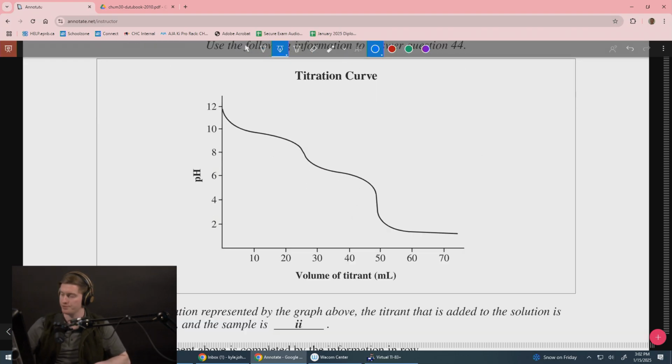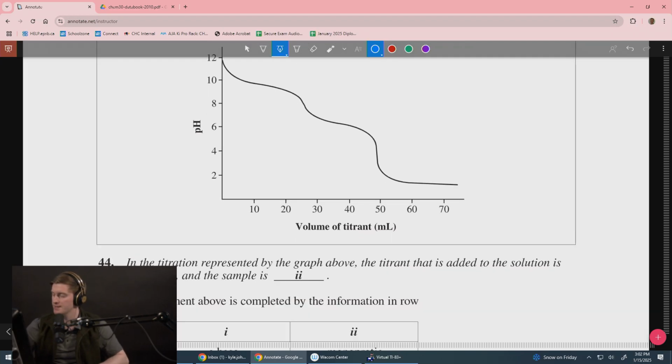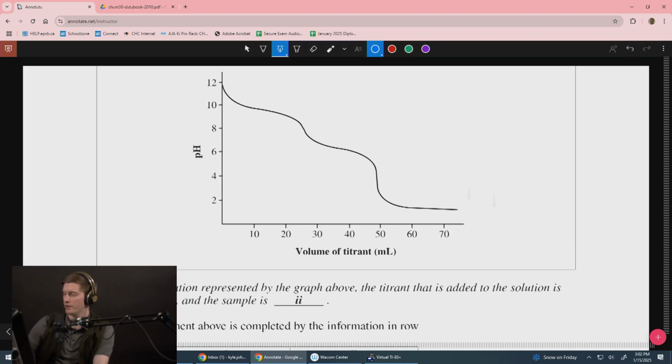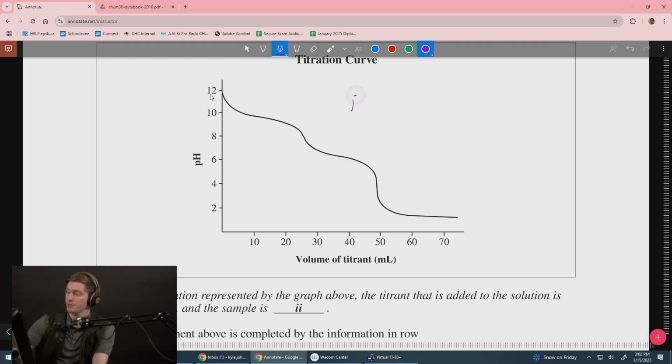Here's a titration curve. In the titration represented by the graph above, the titrant that is added to the solution is what, and the sample is what? All right. Our sample is starting at a basic pH. So our sample is going to be a base. I'm just going to write here that the sample starts basic. And then we are adding titrant on our x-axis here, and we're becoming acidic. So our titrant must be an acid.